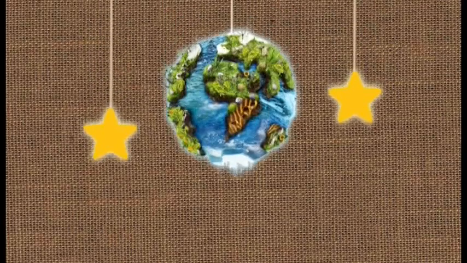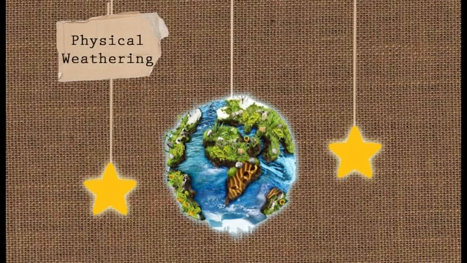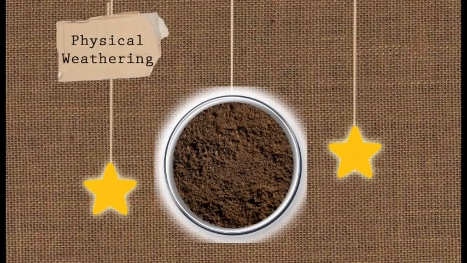You may not be aware of it or be able to see it every day, but the Earth's surface is constantly changing due to natural processes such as physical weathering. Physical weathering, also known as mechanical weathering, is a gradual process that breaks down rocks on the Earth's surface into sediment, sand, clay, or topsoil.